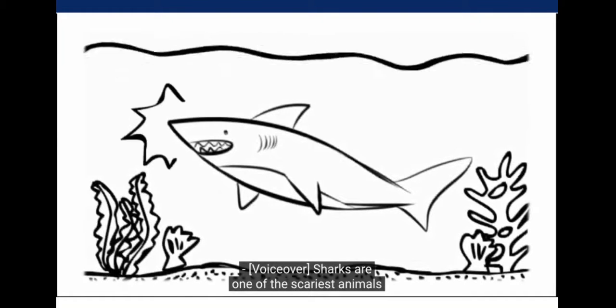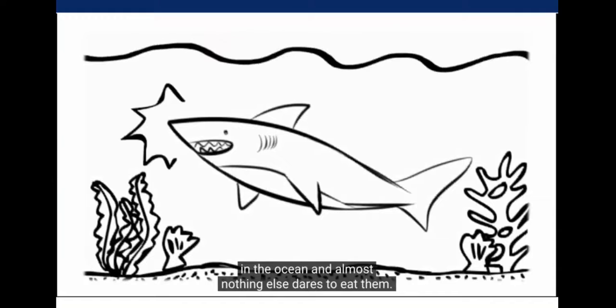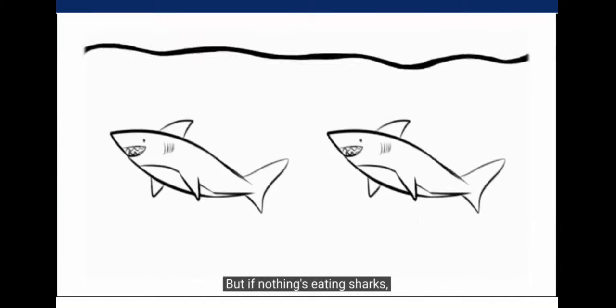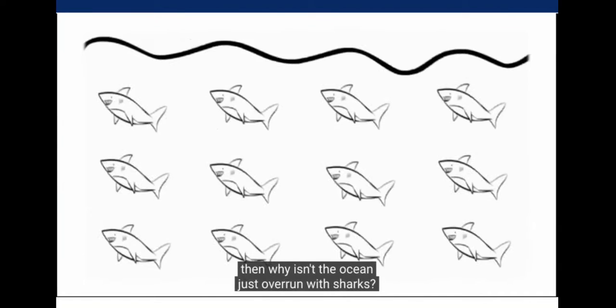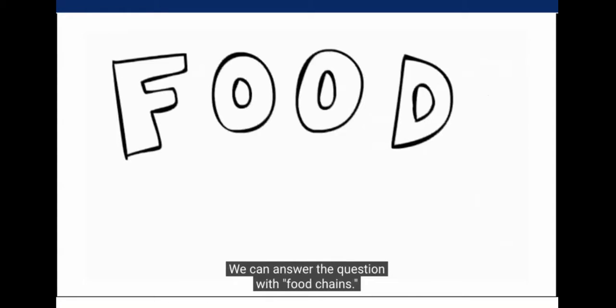Sharks are one of the scariest animals in the ocean, and almost nothing else dares to eat them. But if nothing's eating sharks, then why isn't the ocean just overrun with sharks? We can answer the question with food chains.